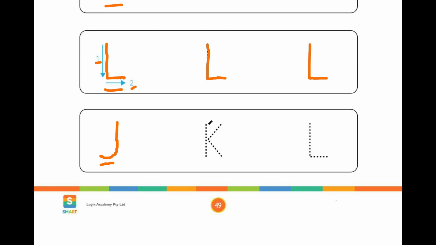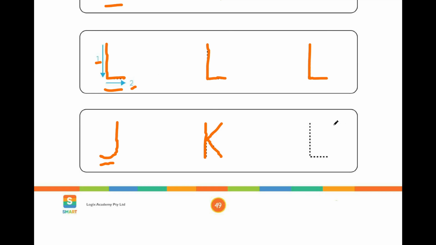Now in order to trace the uppercase letter K, we have to follow the 3 steps. First of all, we would start from this point and then we would stretch the line in the downward direction. Here again, first of all, we would make a slant line in the downward direction, which is our step number 2. And step number 3 is that we have to make again the slant line in the downward direction. So we are done with the tracing of the uppercase letter K.